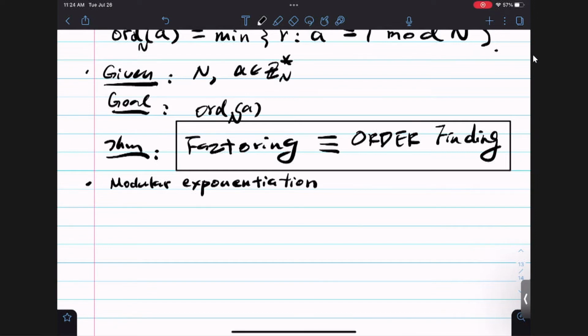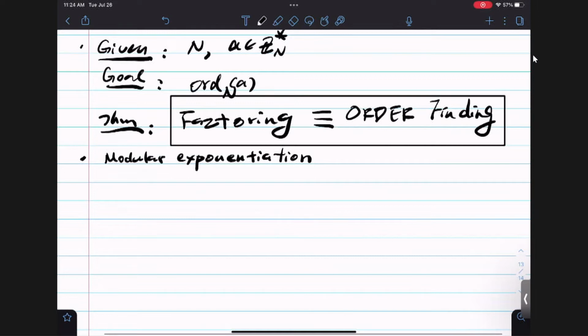I suppose John, you covered this kind of in the lecture yesterday? No? Oh, okay. Then let me introduce this modular exponentiation very quickly.